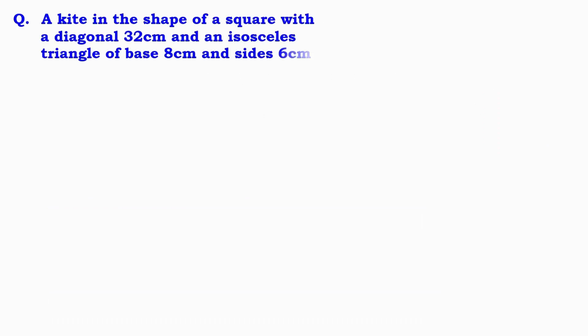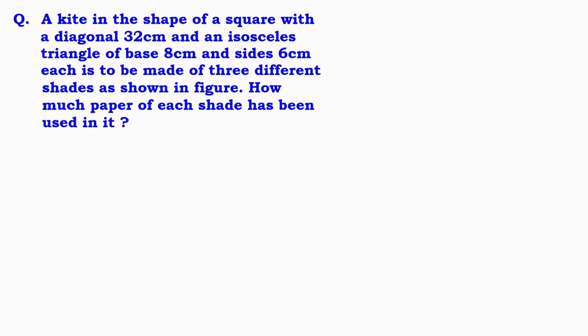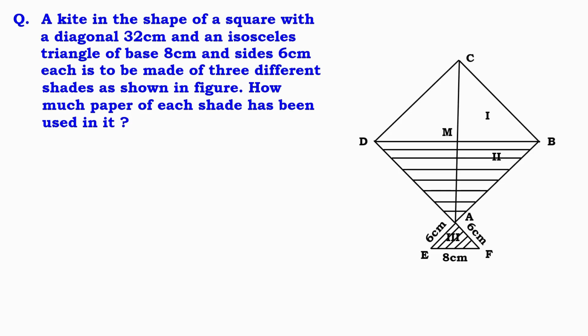Now moving on to the next problem. A kite in the shape of a square with a diagonal of 32 centimeter and an isosceles triangle of base 8 centimeter and side 6 centimeter, each is to be made of 3 different shades as shown in the figure. So how much paper of each shade has been used in it? Okay, so let us take a look at what is given here and what we need to find out.